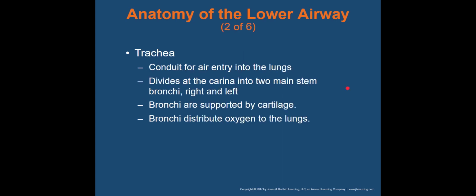All right, so the trachea, the conduit for air entry into the lungs. It's a long cartilaginous tube, again with the cilia and mucus production. It divides into the carina, which is that bifurcation between the two main stem bronchi, right and left. So that's right where it branches off.